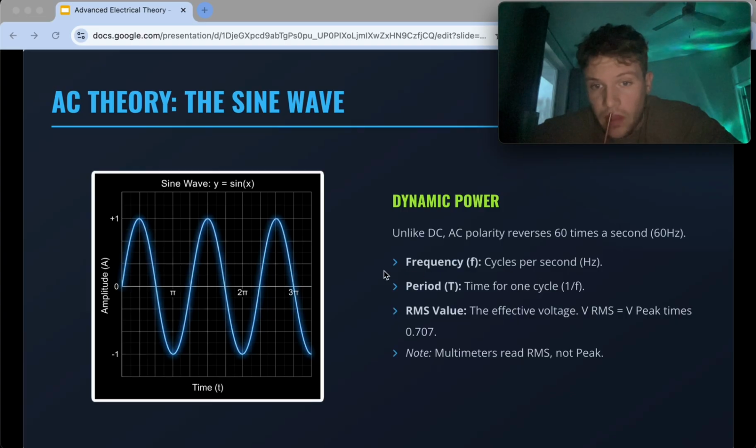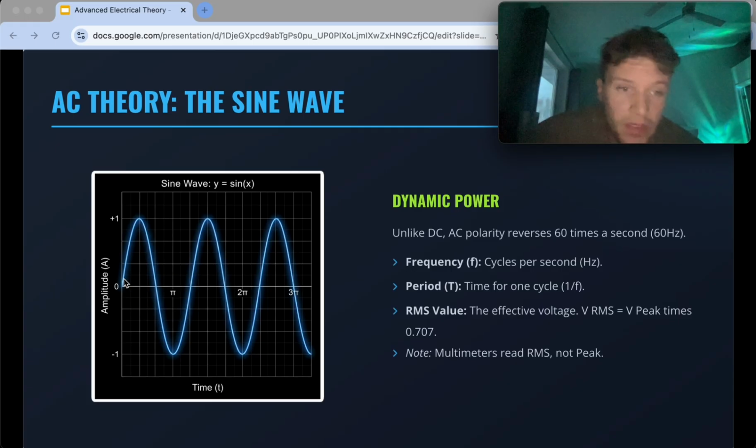Frequency is cycles per second, and in most industry, it's going to be 60 hertz. Period is going to be the opposite of that, or the inverse, right? So time for one cycle. So how many seconds does it take for one cycle to occur?